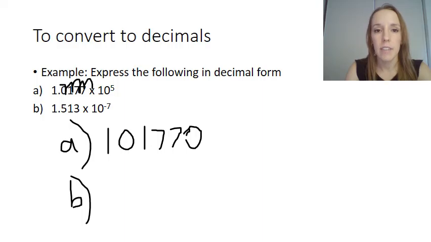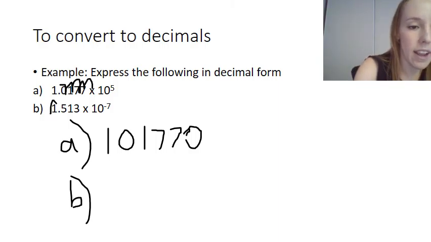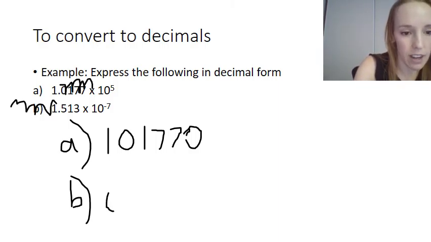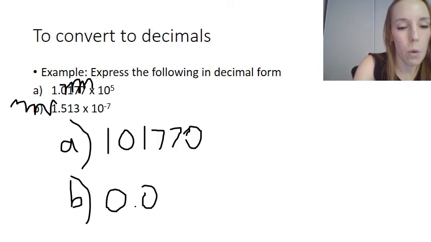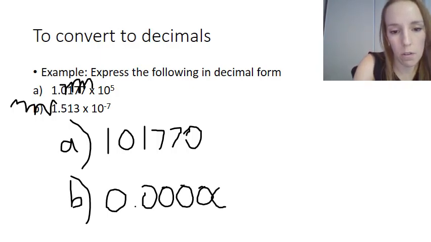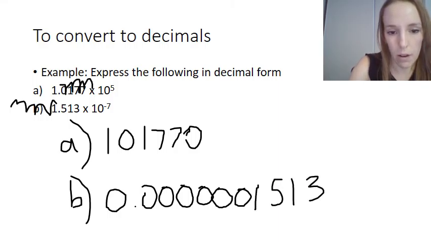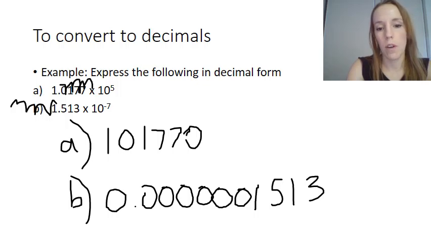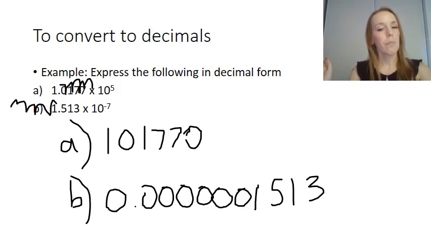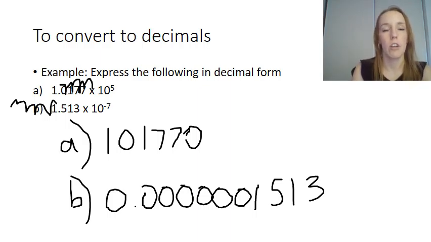For B, we've got 1.513 times 10 to the negative 7. Negative 7 means we have to move the decimal point to the left because we're dealing with a very small number. So we'll move it 1 there and 7 more places. Yeah, that's good. So that'll leave us with an answer of 0.00000001513. So that's converted into decimals from our scientific notation.